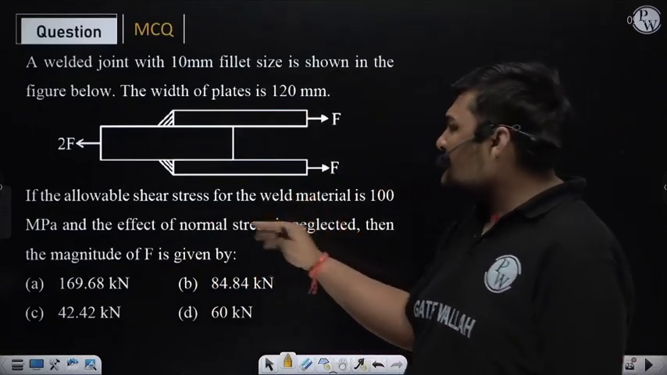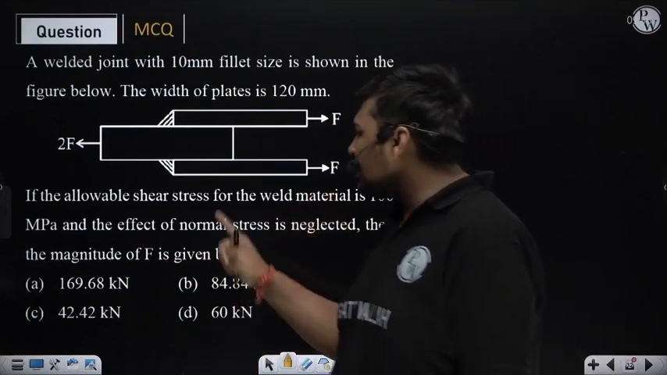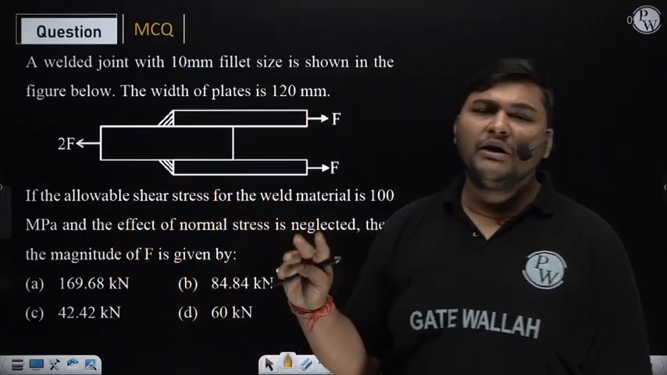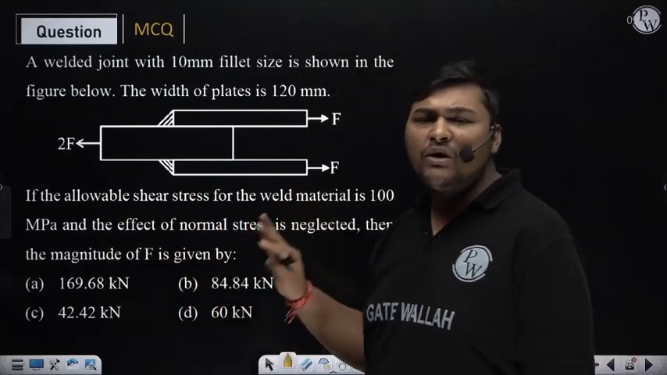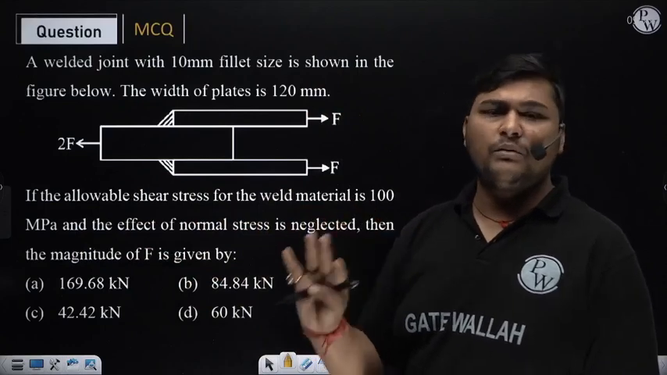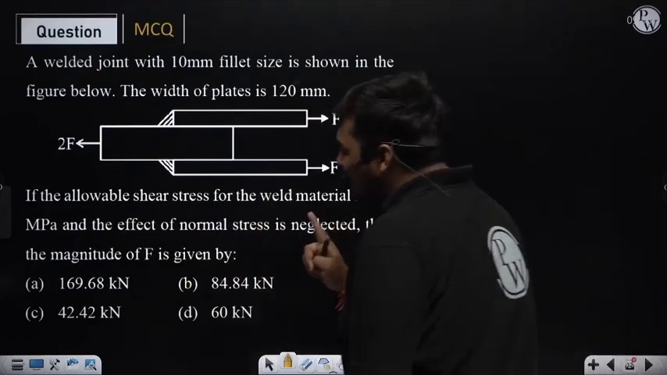Okay, but suppose the examiner has not mentioned this line, and in the question only permissible shear stress is given, means in that case also, whether it is mentioned in the question or not, we will neglect the effect of normal stress. Okay, now we have to find the magnitude of F.